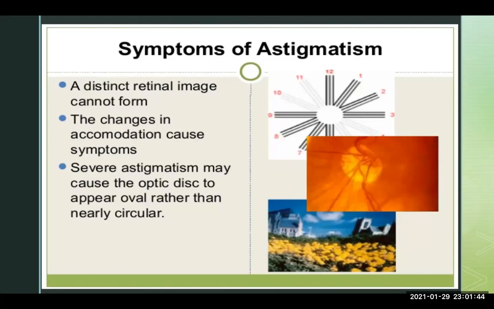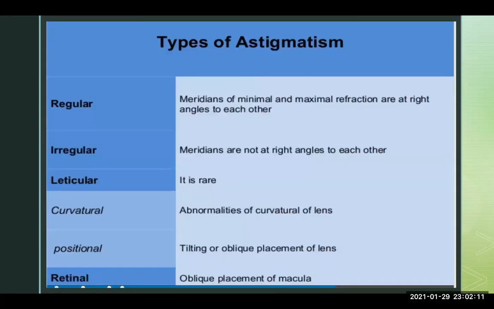Symptoms of astigmatism: a distinct retinal image cannot form. There is no sharp image. The changes in accommodation cause symptoms. Severe astigmatism may cause the optic disc to appear oval rather than nearly circular because of the distorted image. So the tilted disc may be a sign for the corneal astigmatism or lens astigmatism. Types of astigmatism: regular, irregular, lenticular, curvatural, positional, and retinal. The most common is the corneal astigmatism, which is regular or irregular.